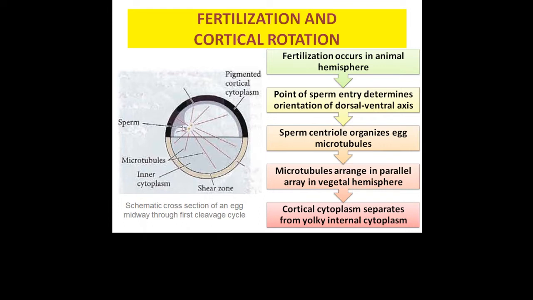As sperm enters, the sperm centrioles organizes the microtubules of egg cytoplasm into parallel arrays as are seen in this figure. At the same time, a layer of cytoplasm at the cortex becomes separated from the internal yolk-laden cytoplasm, and this layer is called cortical cytoplasm.